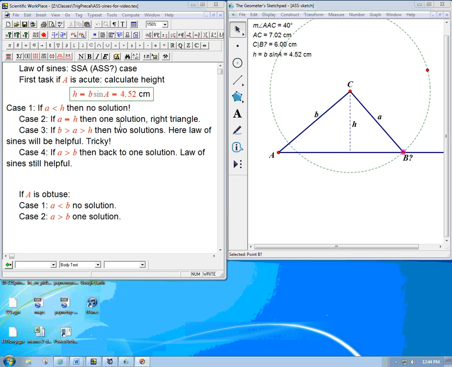Now let's continue our investigation of the SSA case and how we're going to use the law of sines on this. We've got all the cases laid out, and I want to talk about case 3, the ambiguous case, which is the most interesting one.